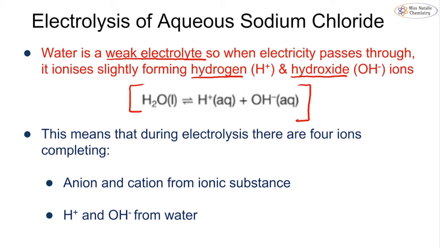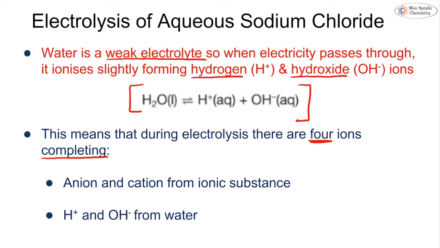Now, rather than having just two ions, one being attracted to each electrode, we now have 4 ions, and we start to get some competition being formed. We have 2 positives being attracted to the negative electrode and 2 negative ions being attracted to the positive electrode, but only one of them can actually react.